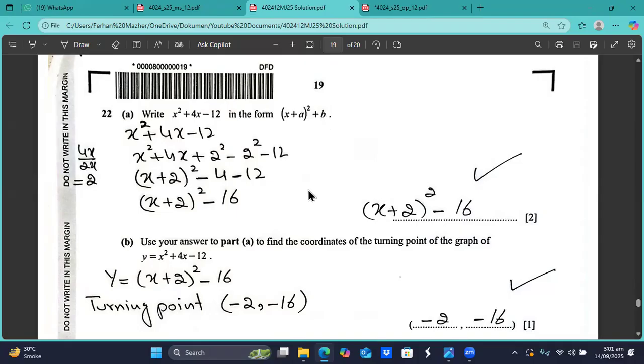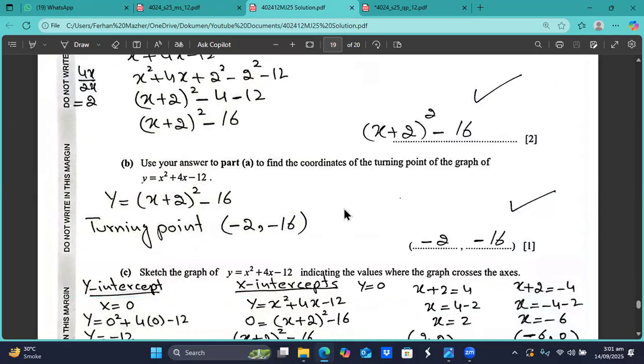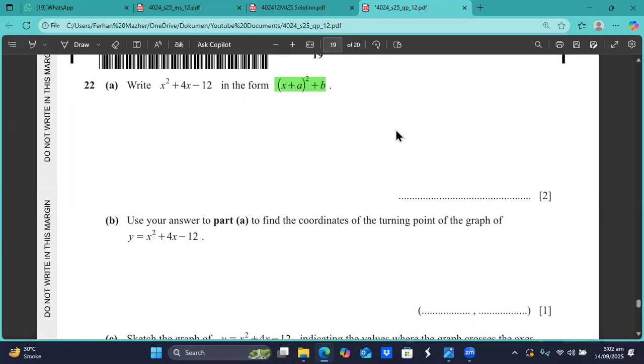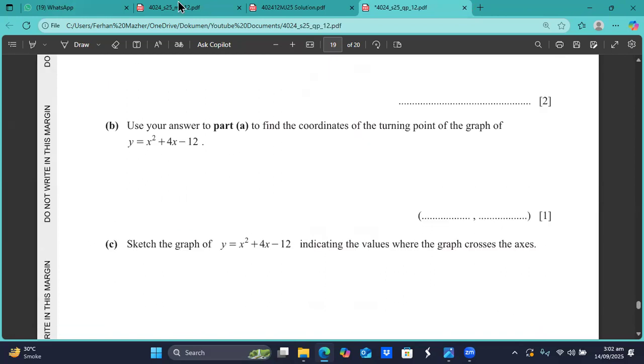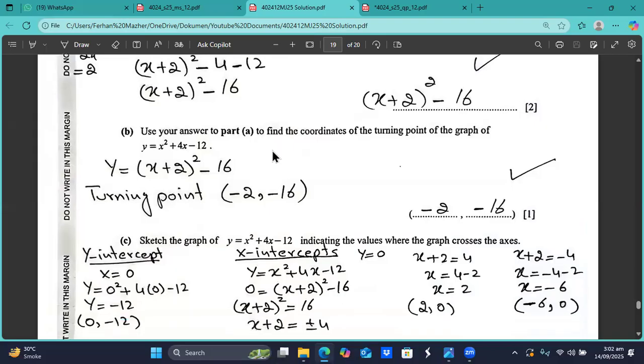Then we have: use your answer to part A to find the coordinates of the turning point of the graph. This is the question. Okay, so the B part. I did the completing the square on this, and I got this shape. This shape gives the coordinates of the turning point. This is the x of the turning point. You have to change the sign. So this will be minus 2. And this is the y coordinate of the turning point. But you do not change it. Whatever the sign is here, you write the same sign. So minus 2 comma minus 16 will be the turning point.